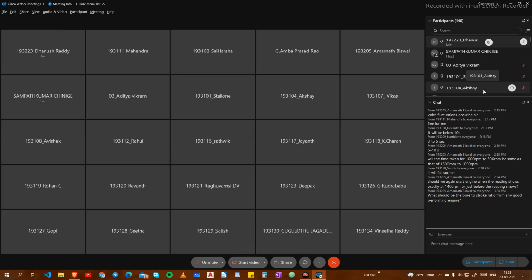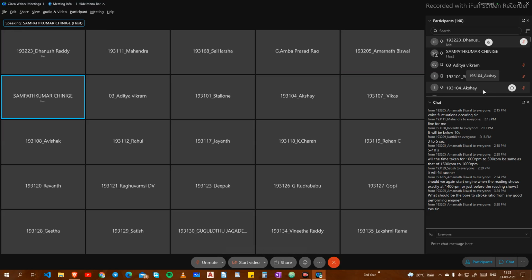So there is a question: what should be the bore to stroke ratio for any good performing engine? It depends on the application, sir. Who is this? Amarnath Biswal. Amarnath, is the question posed by you? What should be the bore to stroke ratio for any good performing engine? His mic is not working.